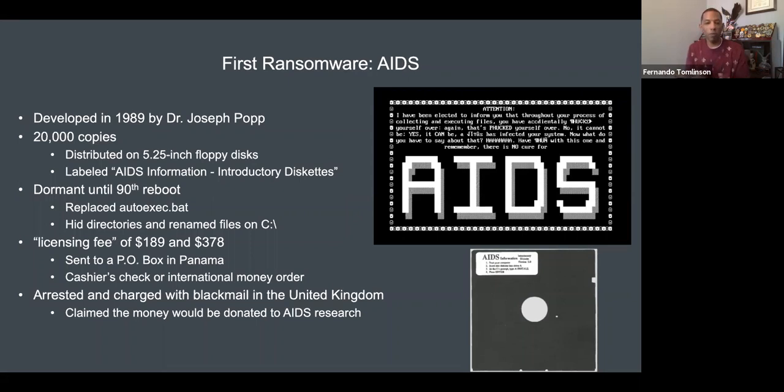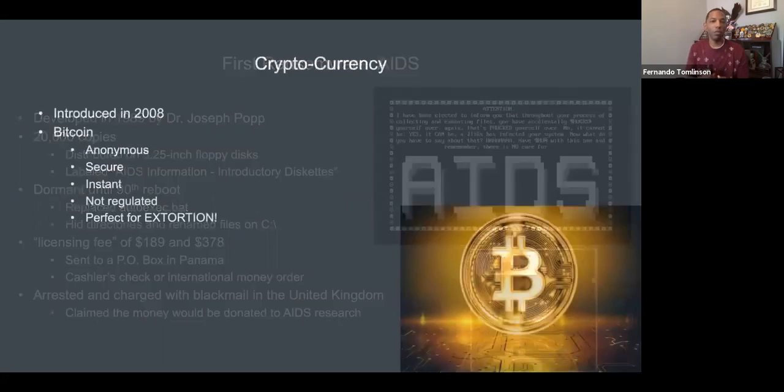Now, this guy was ultimately arrested in the United Kingdom, and he tried to claim that the money that he got from it was going to be used for AIDS research, which it was not. So while minute in nature, this was the first instance of ransomware.